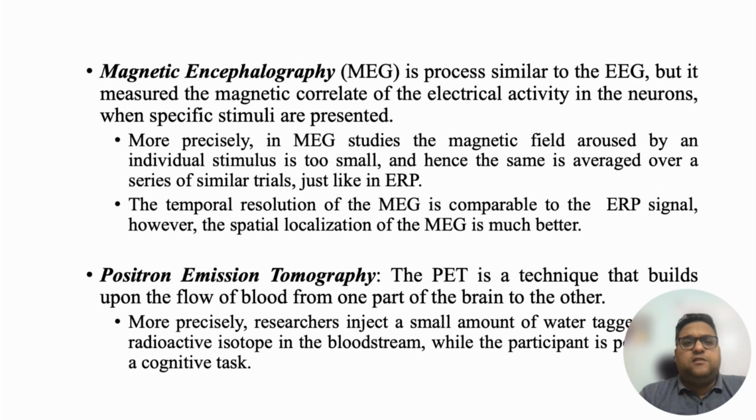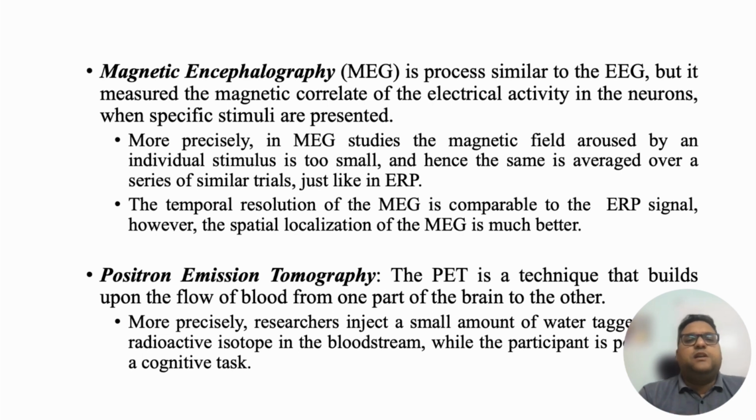So far we have seen that MRI has a better spatial resolution, whereas EEG has a better temporal resolution. One technique that has the best of both worlds is referred to as magnetoencephalography. Now, MEG is a process very similar to the EEG, but it measures the magnetic correlates of the electrical activity in the neurons when specific stimuli are presented. More precisely, in MEG studies, the magnetic field aroused by an individual stimulus is again too small, and hence it is averaged over a number of trials, just like in ERP.